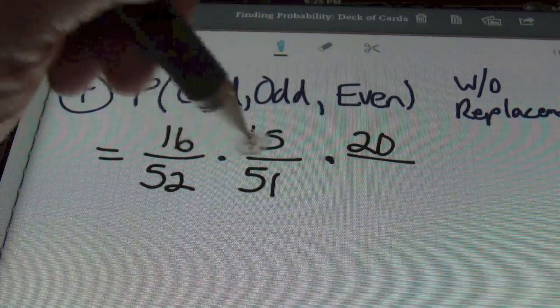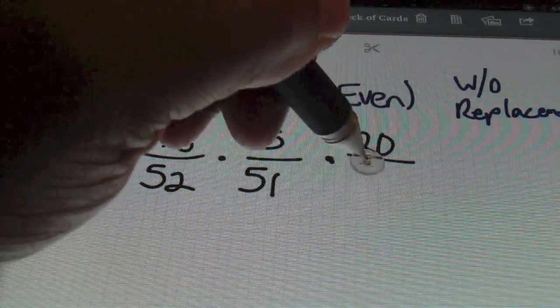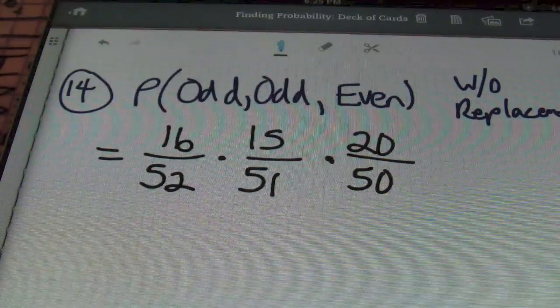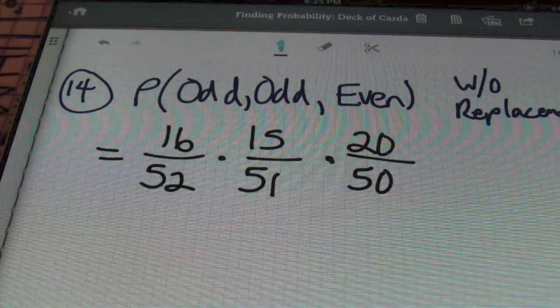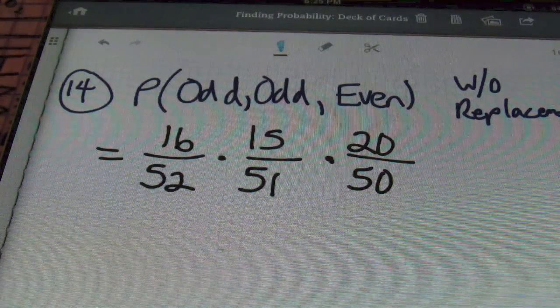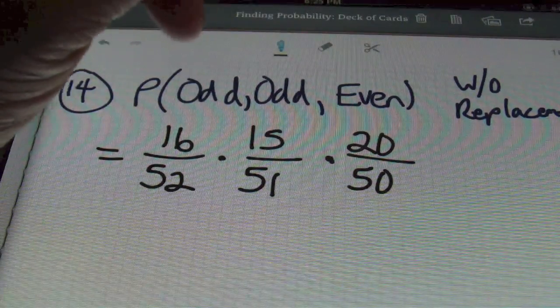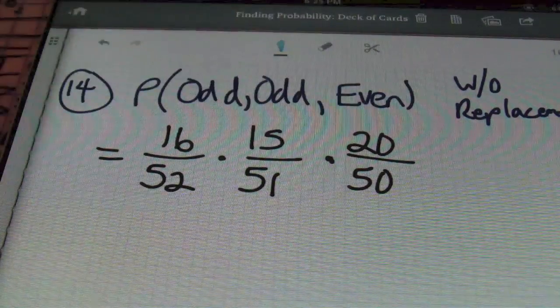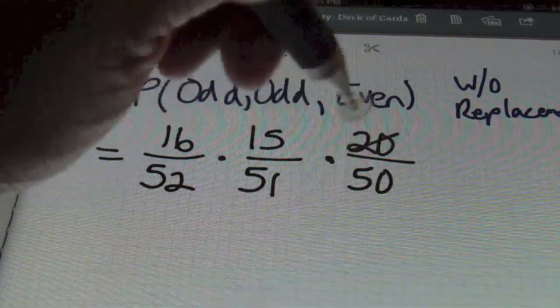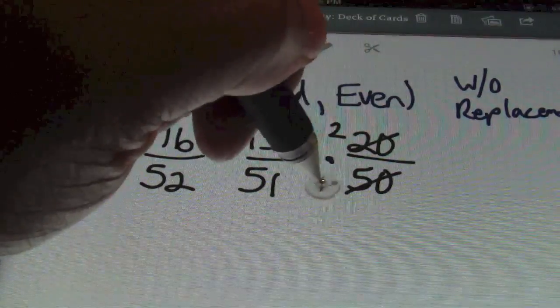And then remember, we already took out 2 cards already. So there are 50 cards left in the deck. From here, I want to simplify like crazy if I can. So what I'm going to do, ladies and gentlemen, is I'm going to start out by saying that 20 and 50 can be reduced by 10. So this is going to be 2, and this is going to be a 5 here.